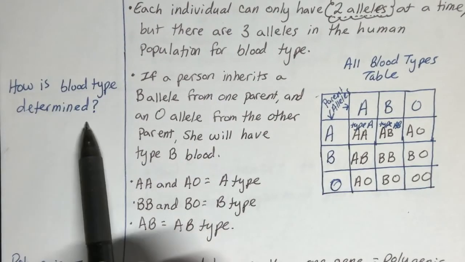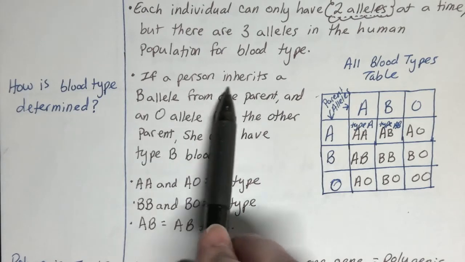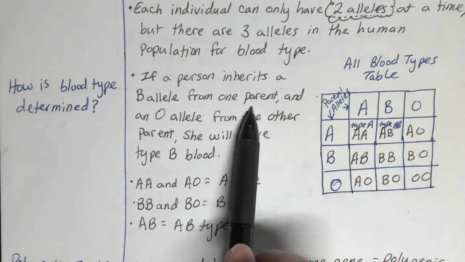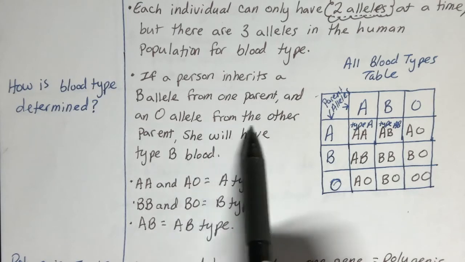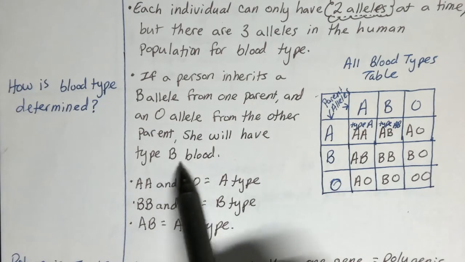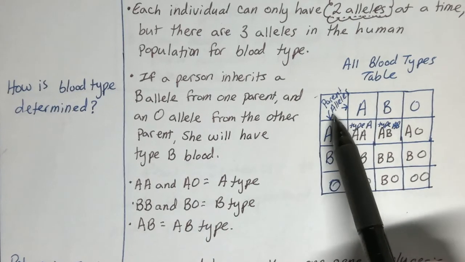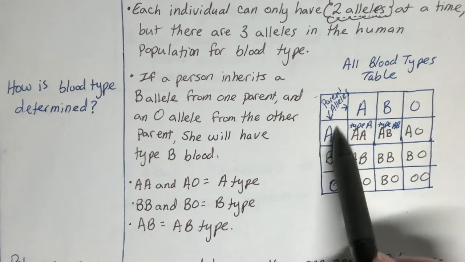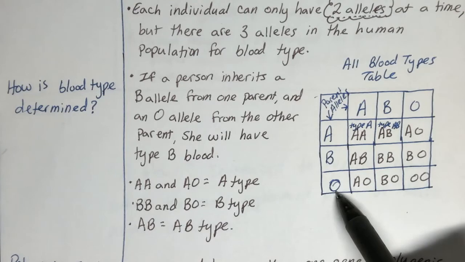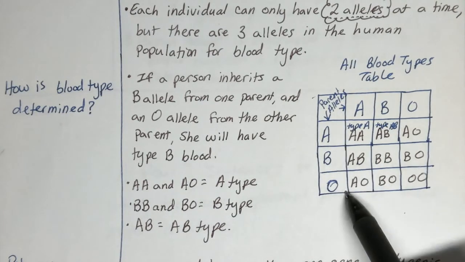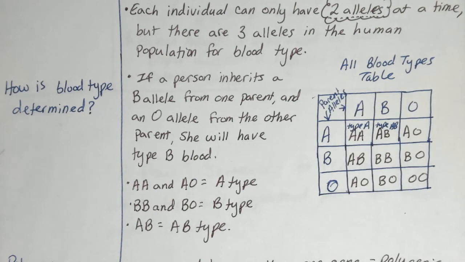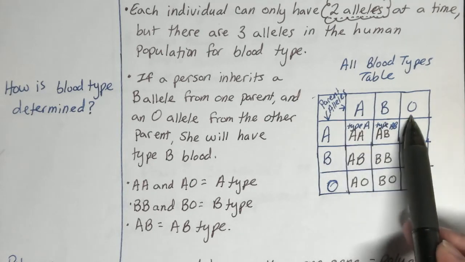So how is blood type determined? If a person inherits a B allele from one parent and an O allele from the other parent, she will have type B blood. So this table right here is showing all the possible combinations for human blood types. It is not showing just one mating of a male and a female. It is showing all possible blood types that we know about in humans. And it's not considering positive or negative. It's simply looking at A, B, or O.